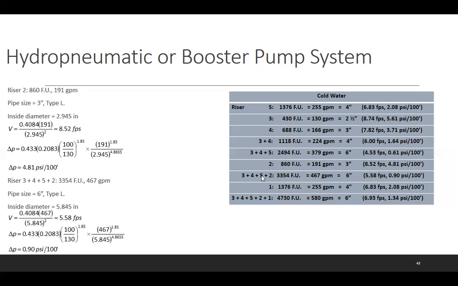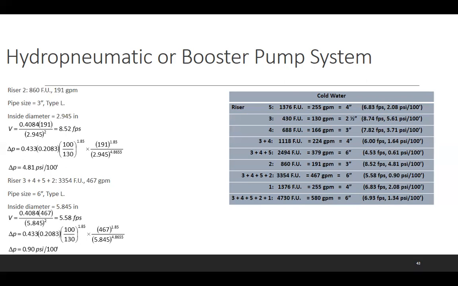Riser 2, 860 FU, 191 GPM, so pipe size 3 inches, type L. Inch diameter is 2.945. So the velocity is 0.4084 times 191 over 2.945 squared. That's 8.52. Yan. No? Delta P is 0.433 times 0.2083 times 100 over 130 to the 1.85, times 191 to the 1.85, over 2.945 to the 4.8655. And delta P is equal to 4.81 PSI per 100 feet.